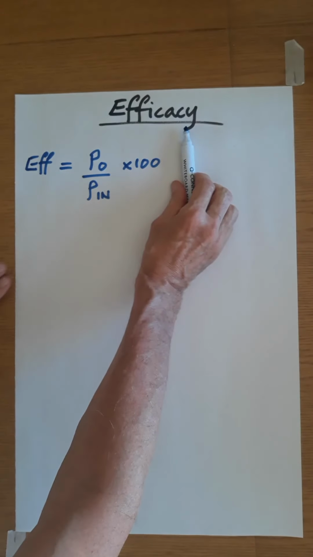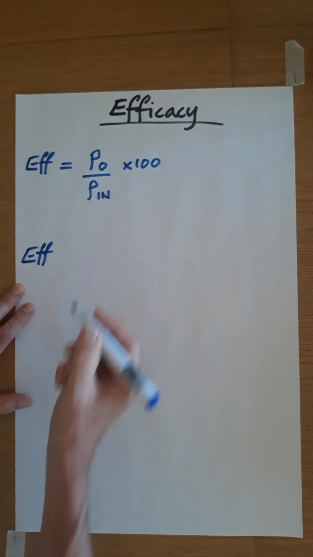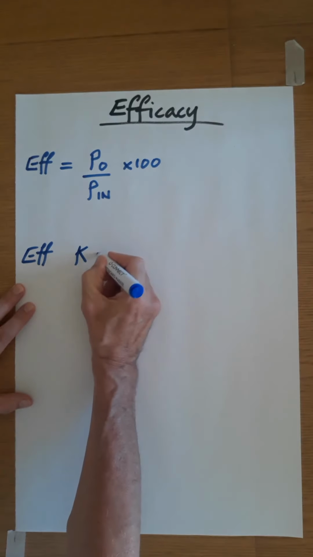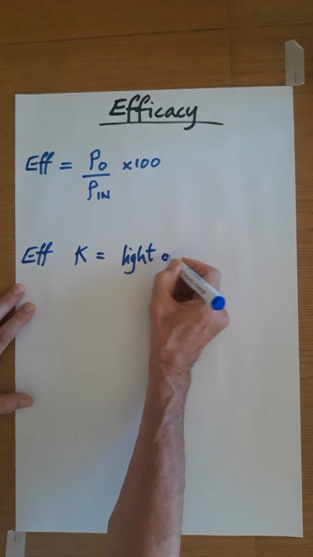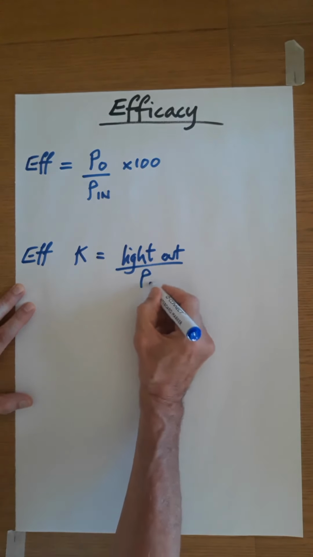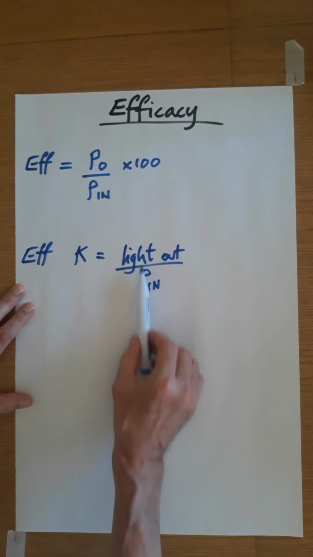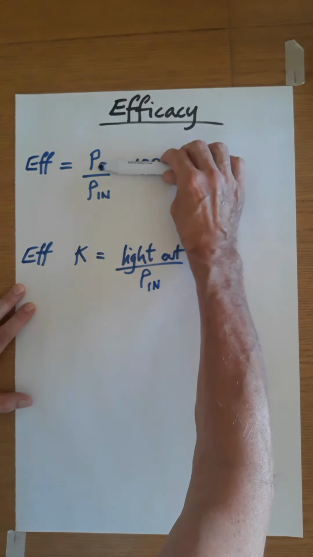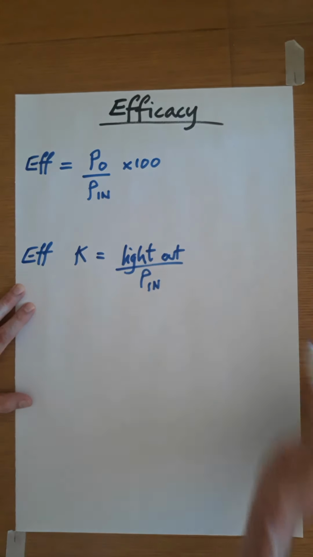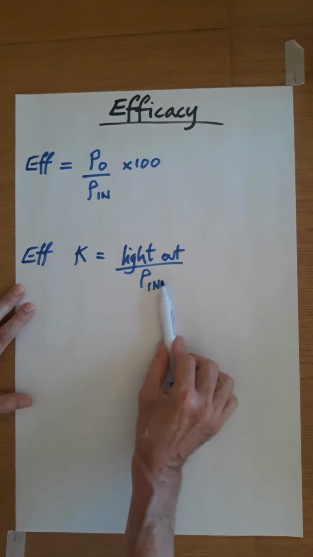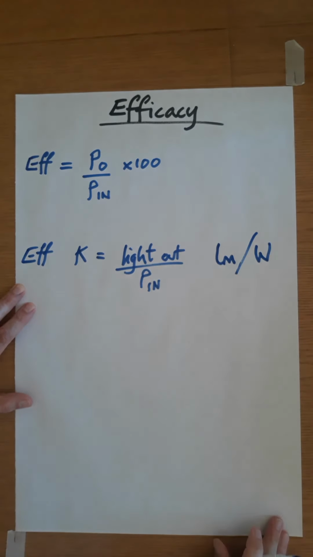However, if we move to a light, then we talk about efficacy. And efficacy is given the letter K. So we get light out. But going in is electrical power in watts. So efficacy has two different quantities. Efficiency, we can have power and power, watts and watts. Efficacy, we've got light out in lumens and the power in watts, so that's different. So the units for this are lumens per watt.